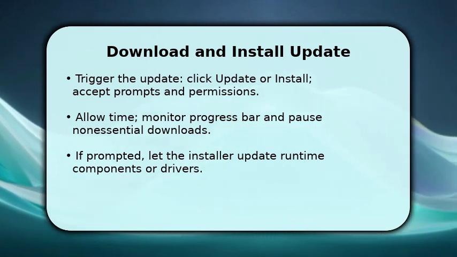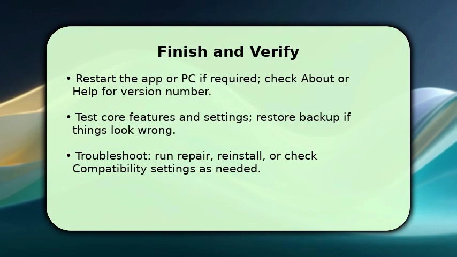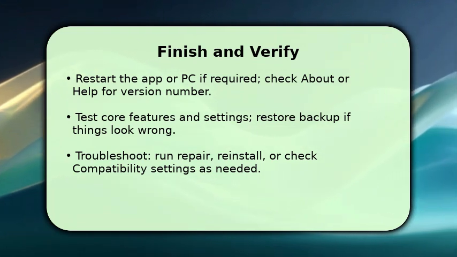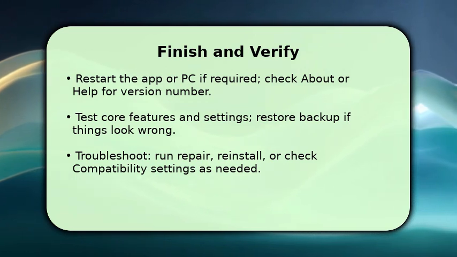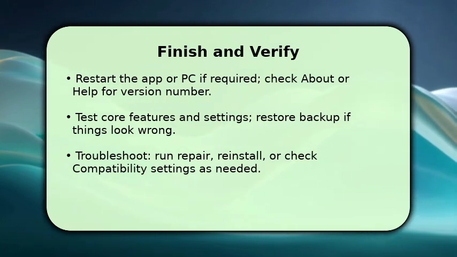You finish by restarting the app and, if requested, rebooting Windows to complete file registration. Once up, open About or Help and confirm the new version number. Then test the main features you rely on so you catch regressions early. If settings changed, restore your backup or reapply preferences.